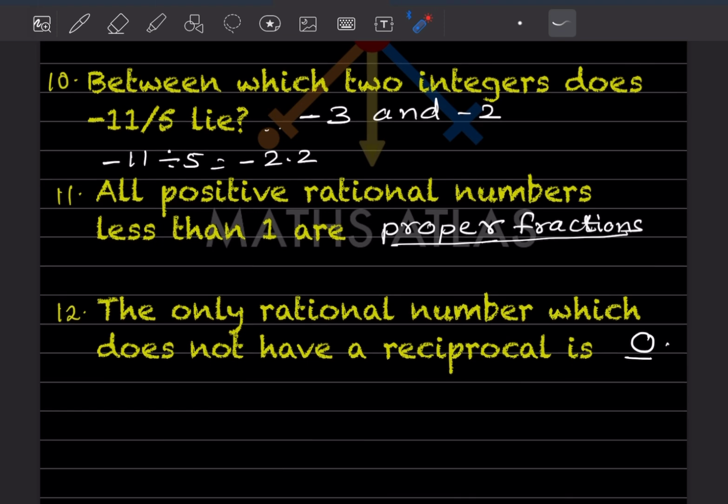The only rational number which does not have a reciprocal is 0. We don't have a reciprocal of 0, that would be 1 by 0, and we don't write it this way. So the only rational number which does not have a reciprocal is 0. For this one, we have completed today's work.